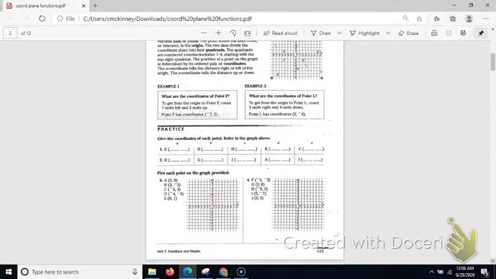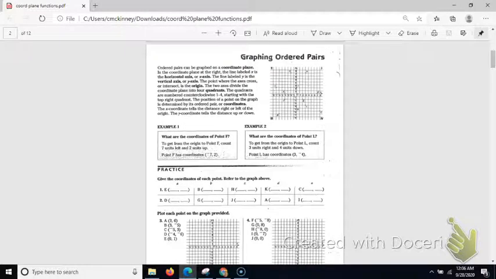So on the back side of this, what I'd like you to do is practice. You'll look at this top picture, which is pretty small, it looks like. So, and for instance, I see the first one says E. So I'm going to look for E, and here's E. And E is 2 to the right, and then down 2. So for E, I'm going to write 2, -2.